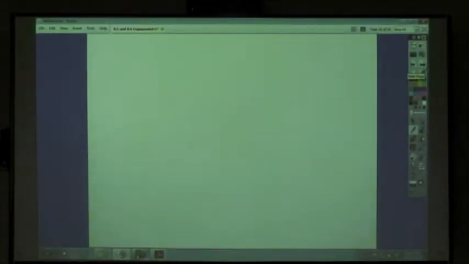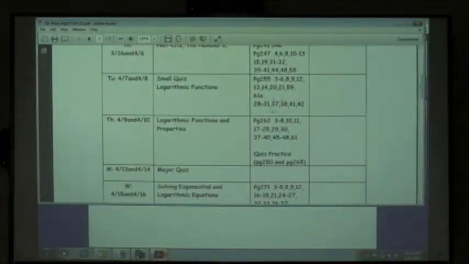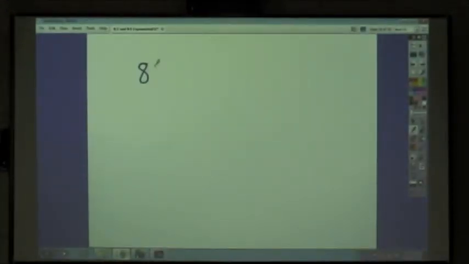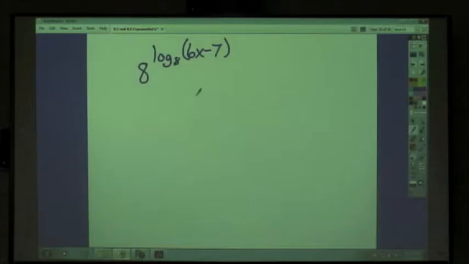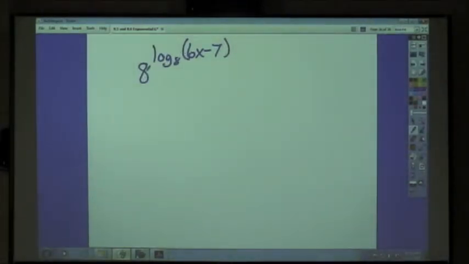Okay, so the next section of the homework had to deal with the inverses we were talking about in class. A lot of people want to overthink these a little bit, especially 28 through 31 on your homework. If you see something like 8 raised to the log base 8 of 6x minus 7, everybody gets really scared because it looks ridiculously ugly. But 8 raised to the log base 8, these are inverses of each other. So basically they undo each other and cancel out. The answer to this problem is just 6x minus 7.